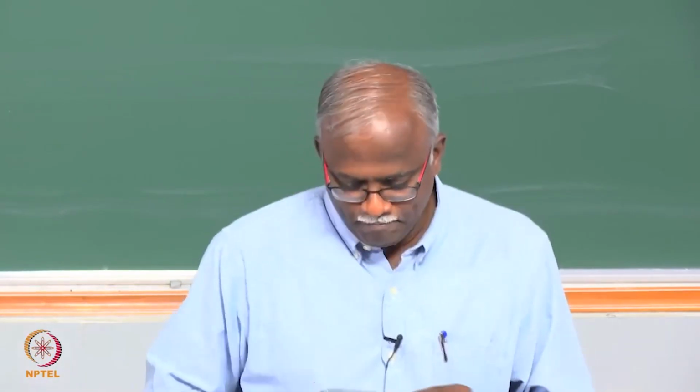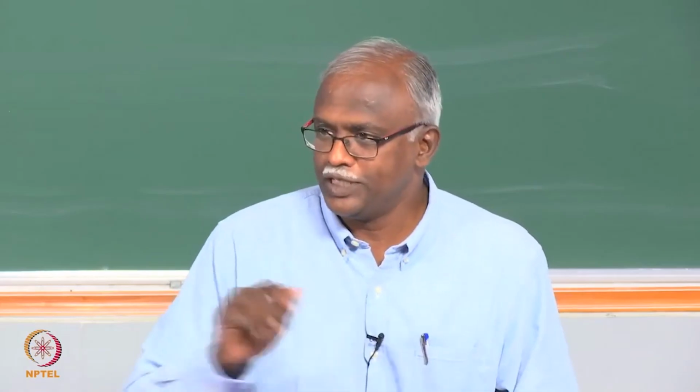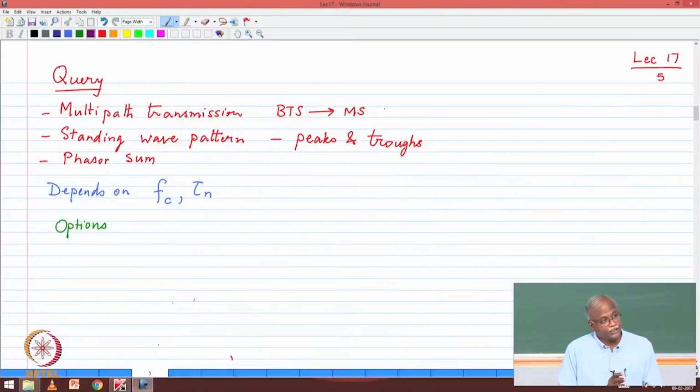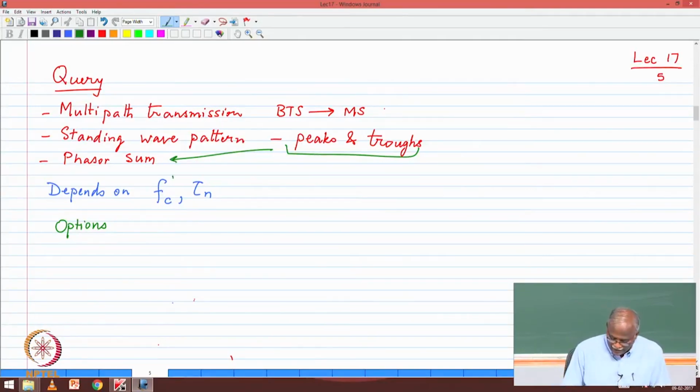This is what we said yesterday. Base station to mobile station transmission system. It is a multipath transmission system. There is a standing wave pattern which creates peaks and troughs. Again, the picture I'm sure is very familiar in your mind. Now, these peaks and troughs are caused because of the phasor sum, because of the way these phasors add constructively or destructively. Two things that they depend upon: one is the carrier frequency, and the other is the relative delays that come. If you take into account that they are coming not exactly at the same time, but within the time resolvability window, there are some differences in their delays that contribute to it.